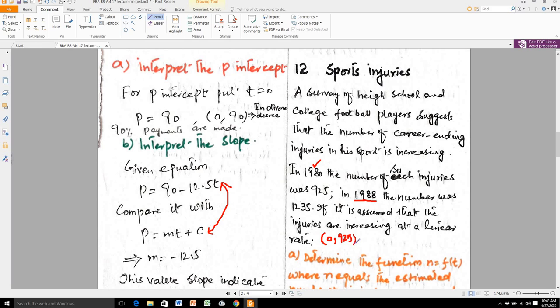It is our first point. Now we move on to the second piece of information. When you subtract, you see how many years the difference is between 1980 and 1988. These are 8 years, and after 8 years the total injuries are 1235.